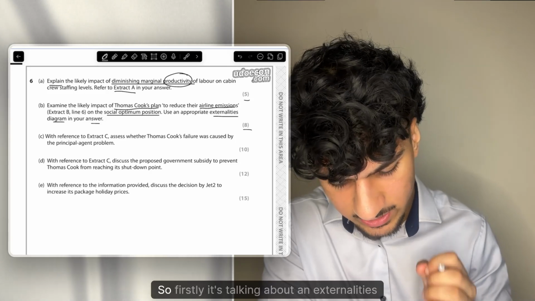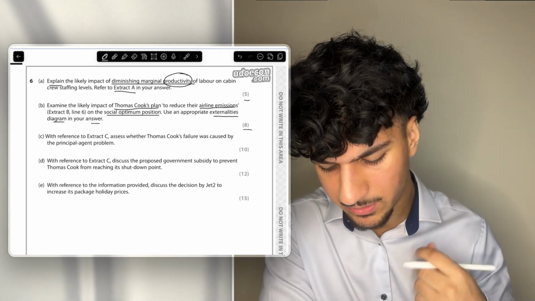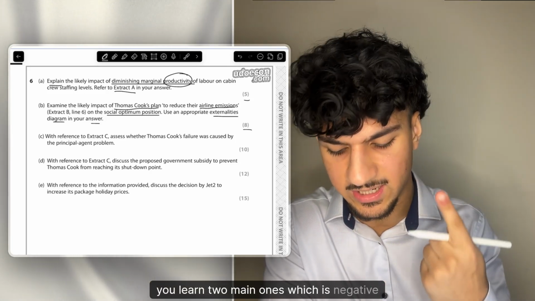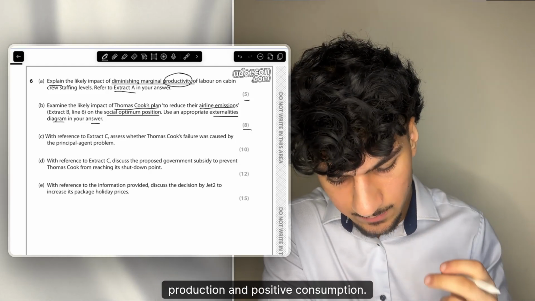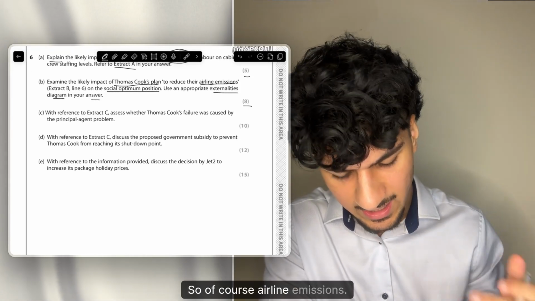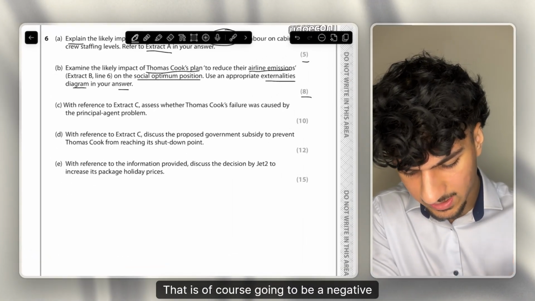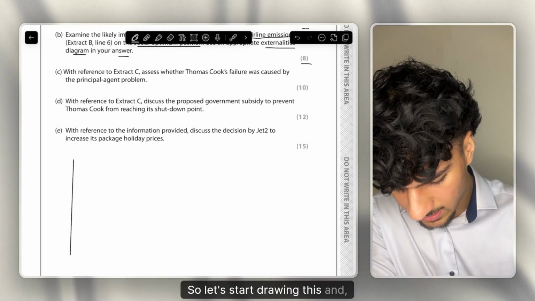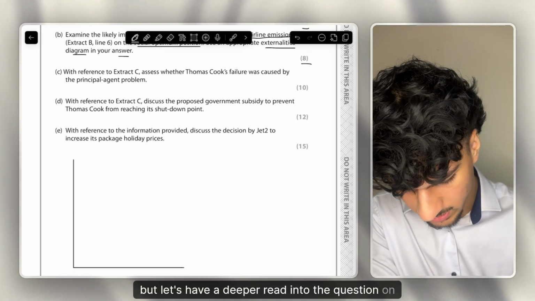Let's dissect this. So firstly, it's talking about an externalities diagram. In Edexcel, you learn two main ones, which is negative production and positive consumption. We're talking about airline emissions, which is of course going to be a negative externality. So let's start drawing this, but let's have a deeper read into the question and the extract.